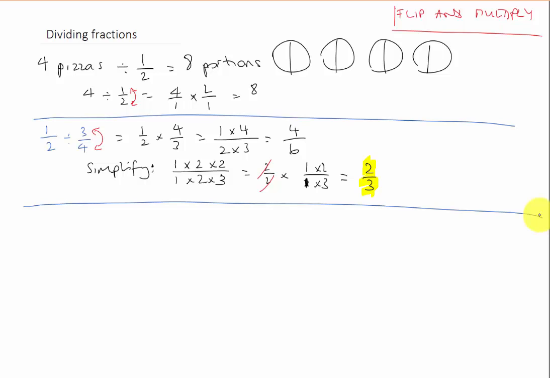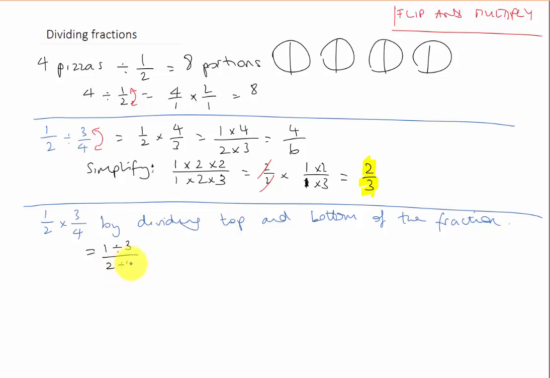But here I'm going to work through what would happen if we divided the numerator by the second numerator and the denominator by the second denominator. You know, you could do it this way if you want, but it's quite complicated. So here we're dividing the top and bottom of the fraction. So we've got 1 divided by 3 over 2 divided by 4.